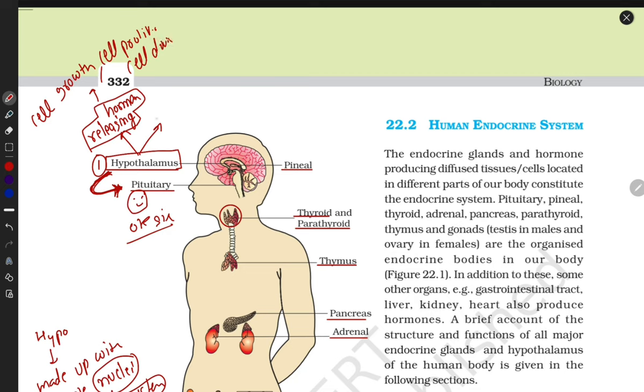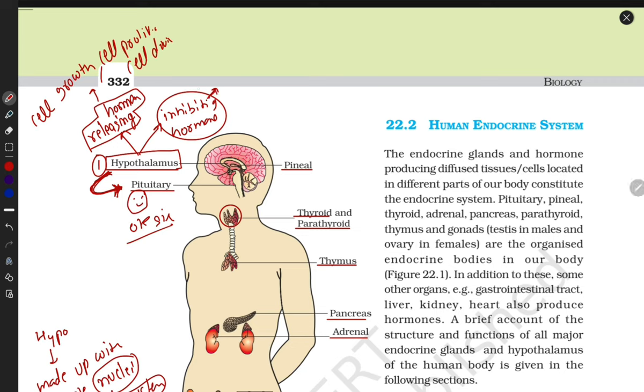And another type is inhibiting hormone. This is also necessary. Why? Hormones work in trace amounts, so they must be stopped if they go beyond their level. So what do inhibiting hormones do?